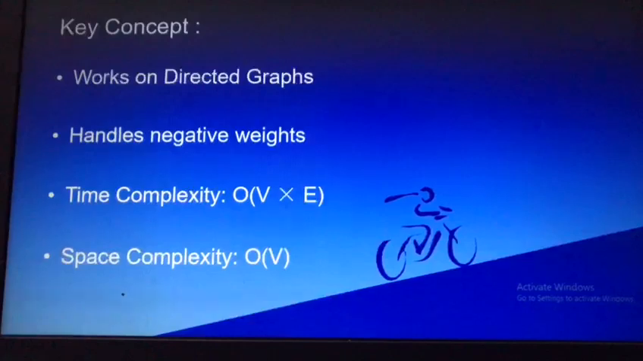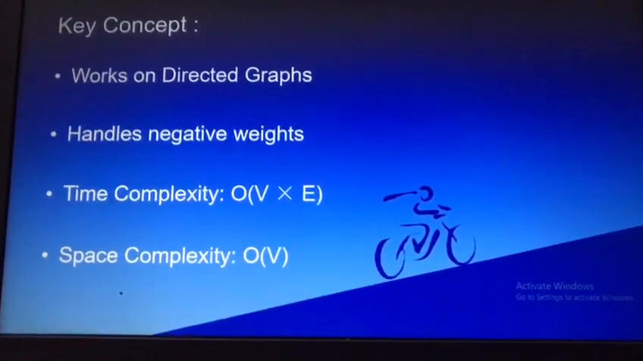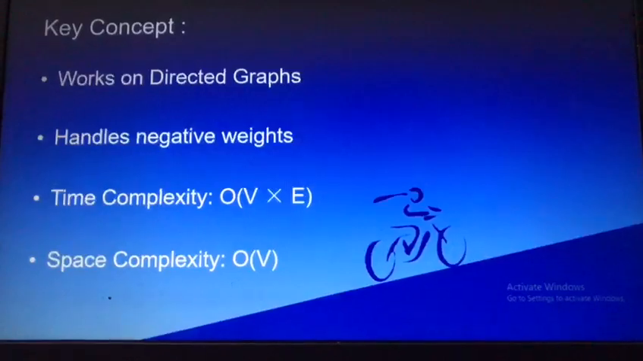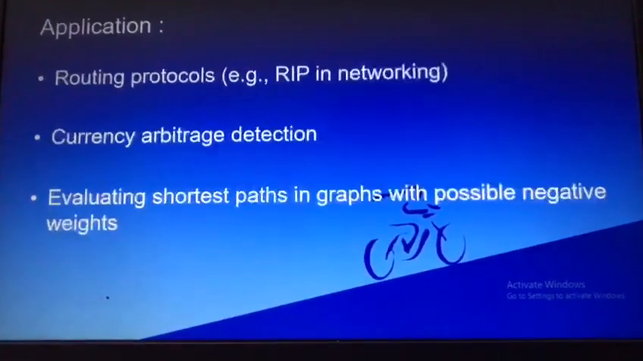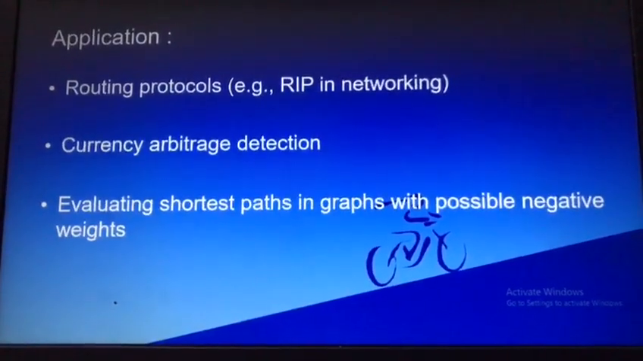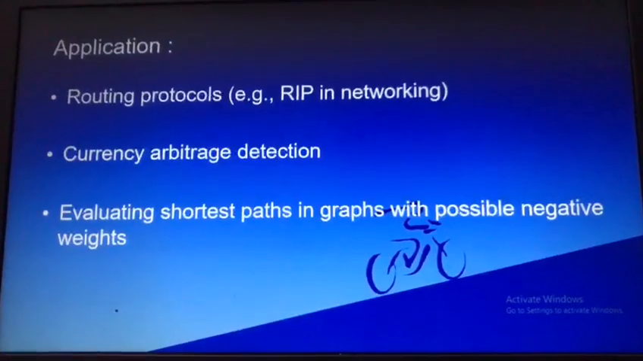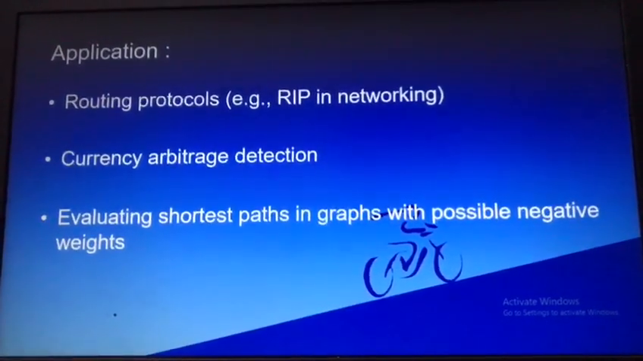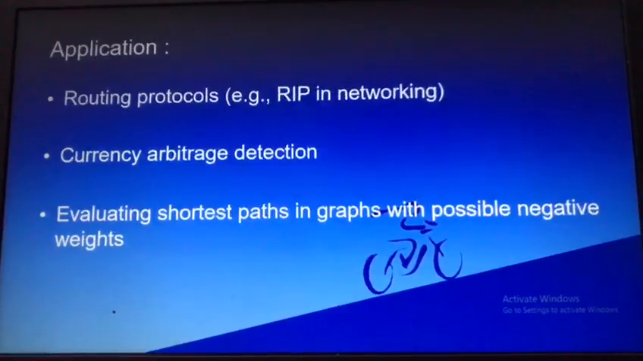The key concept of Bellman-Ford is that it works on directed graphs. It handles negative weights. Its time complexity is big O of V multiplied by E. The space complexity is big O of V. And the applications of Bellman-Ford are routing protocols, such as RIP in networking, currency arbitrage detection, and evaluating shortest paths in graphs with possible negative weights.